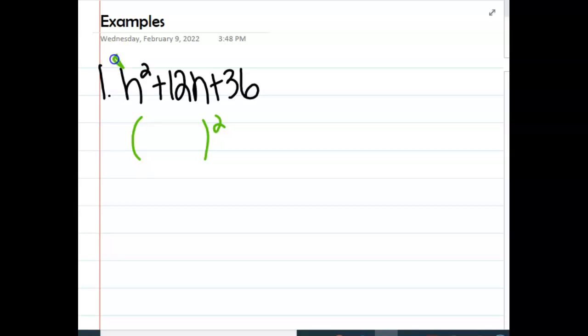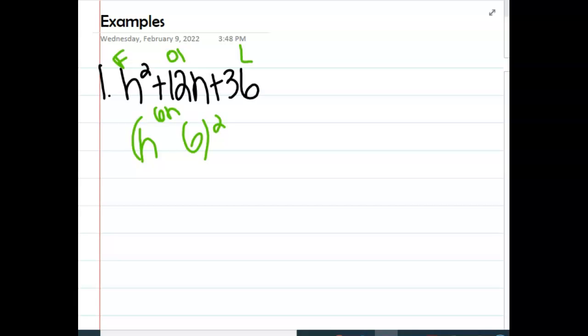Well, as you get the F, what times itself gives me h squared? H. To get the L, what times itself gives me 36? 6. Okay, now remember, 4 parts of the FOIL method. If I FOIL this out, the F works, H times H. The L works, 6 times 6. But you have to check the O and the I. Now, this is easy to do. The outer terms multiplied together are just H times 6, which is 6H.